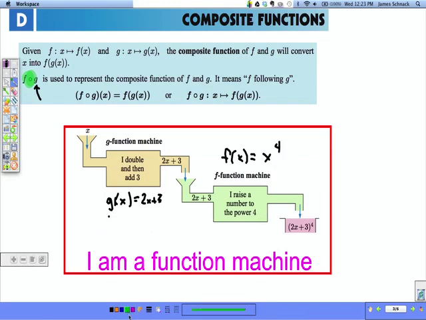Algebraically, here's what's happening. This is equal to function f, something to the 4th power. That's what f does. It raises things to the 4th power. But what's the input for f? The input for f is going to be g. That's the way I like to think about it. I take this outermost machine and I leave an empty space for what goes into it, and then I plug the other function into that empty space.